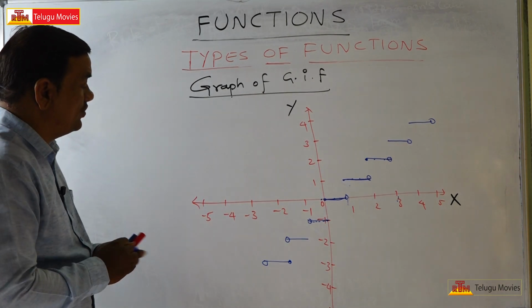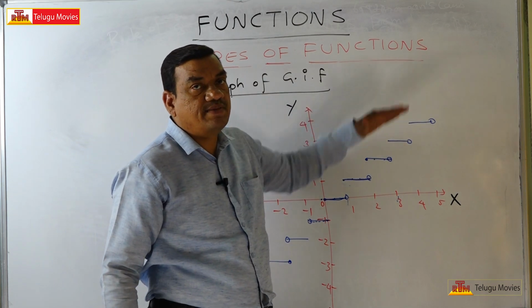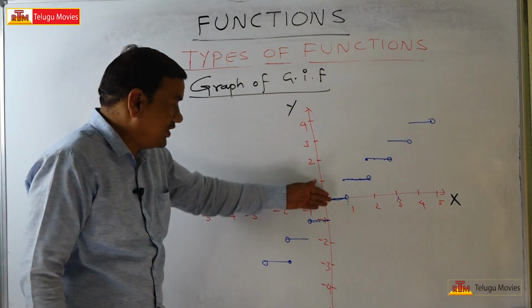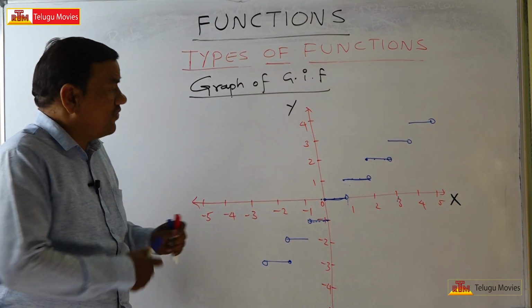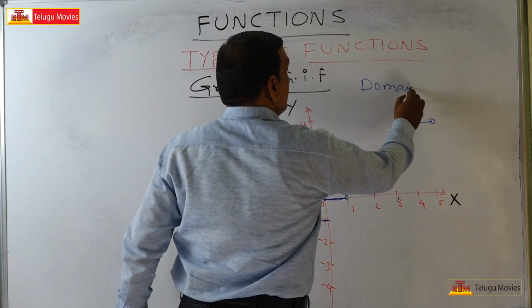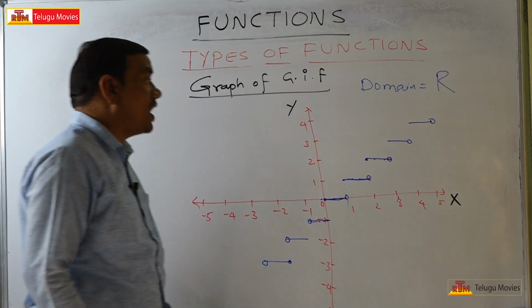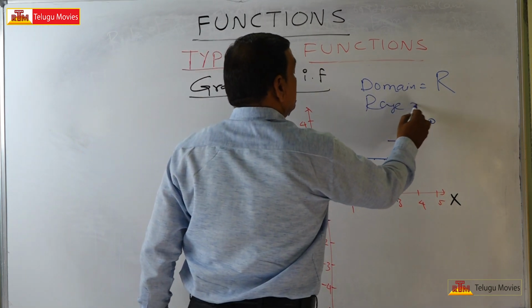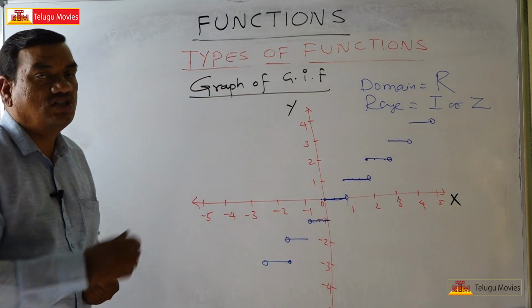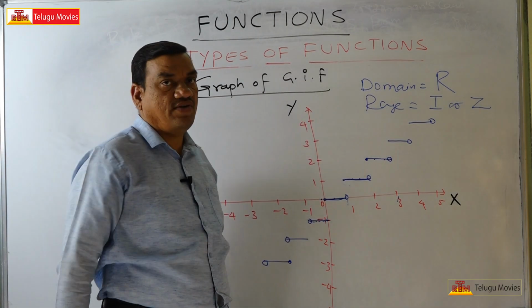What is the nature you are observing here? What is the type you are observing here? All are in steps, no? Just like steps. That's why this is called the step function or greatest integer function. From the negative direction also you can say. From this graph, what can you say? The domain of this function is the set of real numbers. Any input you give, but the output range is always an integer, I or Z. Okay? Range is always an integer. So this is the graph of the step function.